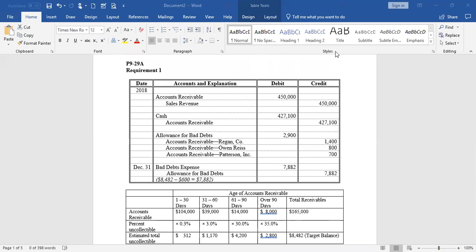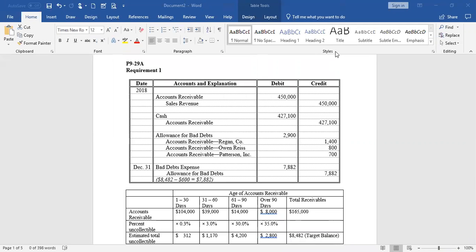The first transaction, sales on account $450,000. So we debit accounts receivable, credit sales revenue. Pretty straightforward, like we always have. So we just increased our T account, accounts receivable, that started with a balance of $145,000. The second transaction, the company collected on account for $27,100. So that's how much cash they collected. So debit cash, credit accounts receivable. So they collected a lot of it.